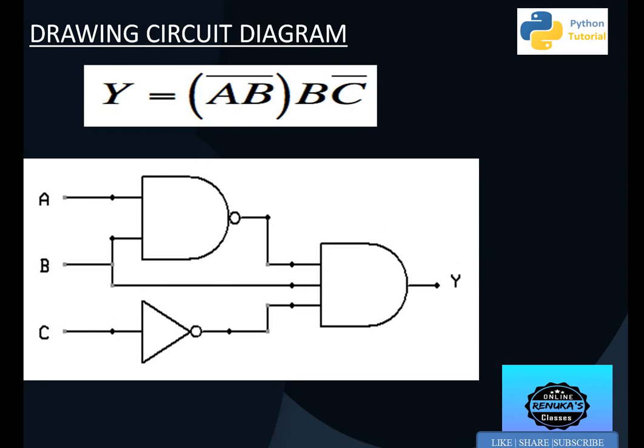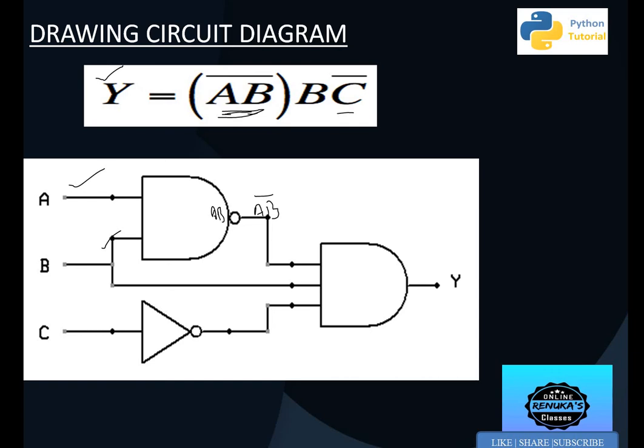Now how to draw a circuit diagram? Suppose we have this expression Y is equal to AB complement then B C complement. So first we need 3 inputs A, B and C, so we will draw the lines for 3 inputs A, B and C, and next we need AB complement. AB is AND, and that complemented becomes NAND. So make a NAND gate here with A and B. Till here it will be AB, then after this it will be AB complement, and then C complement we need.